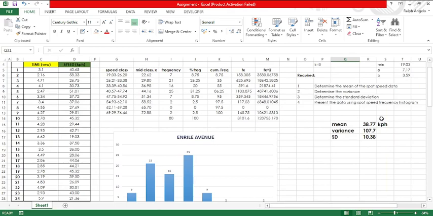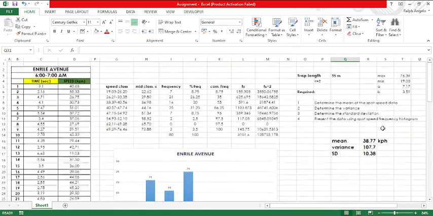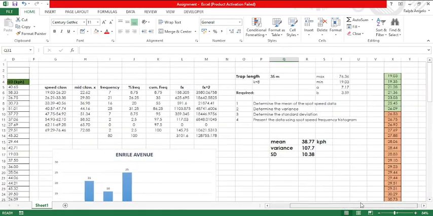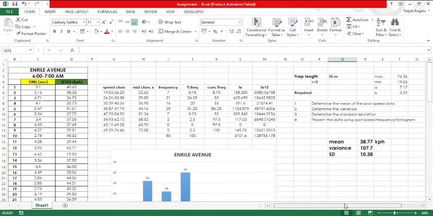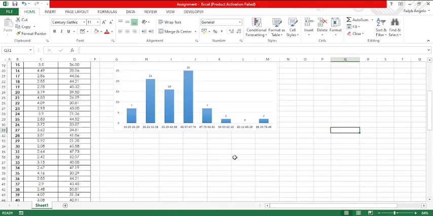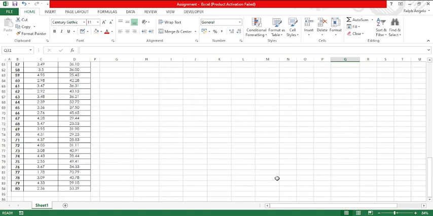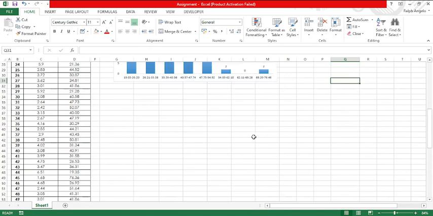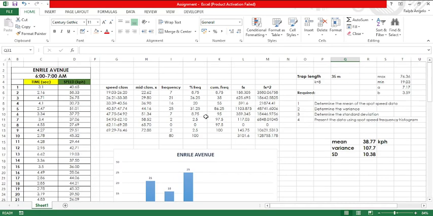I hope this is helpful to you all, especially if you are going to analyze more than 50 data, because if you do it manually, it would be a lot of work, especially in determining your frequency.